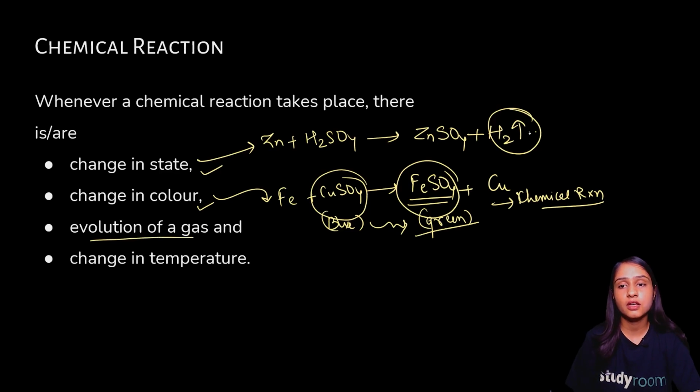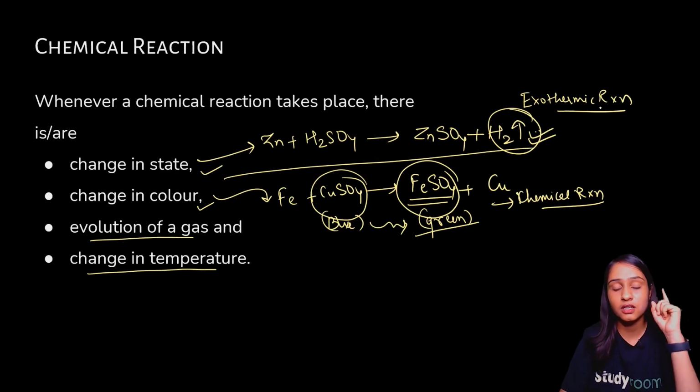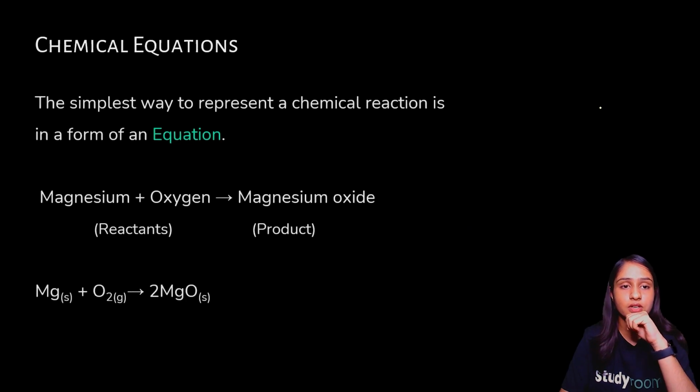Evolution of gas, H2 gets emitted. Change in temperature. Here is the example that it is an exothermic reaction, because when you touch the conical flask, it was hot. So these are the characteristic properties of a chemical change that has occurred. You need to remember the 4 points: change in state, change in color, evolution of gas, and change in temperature.